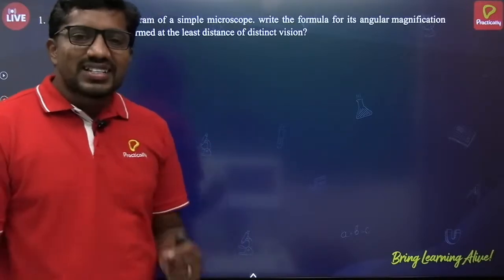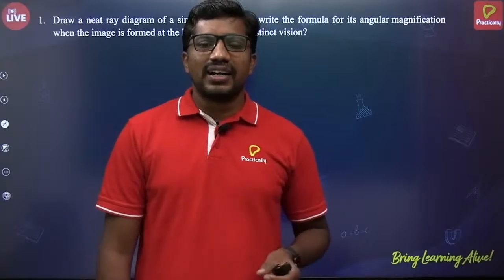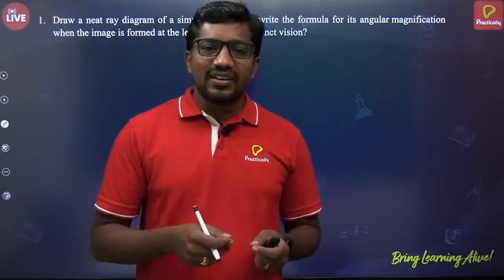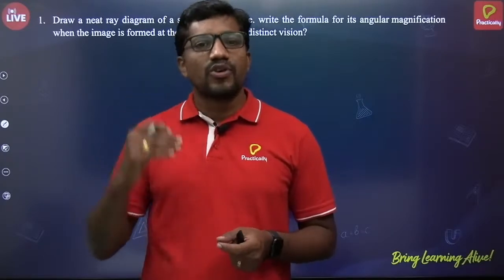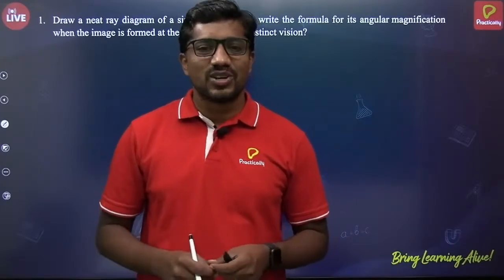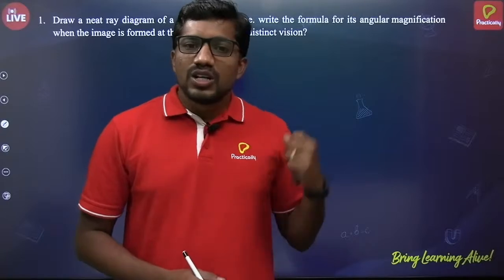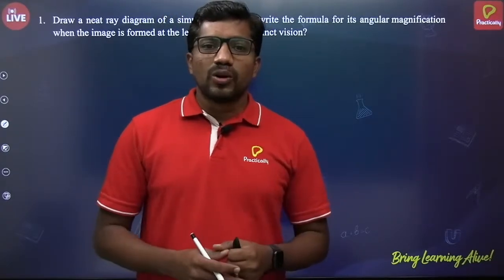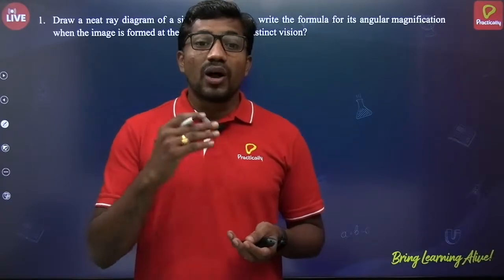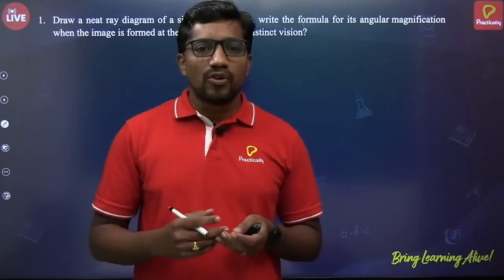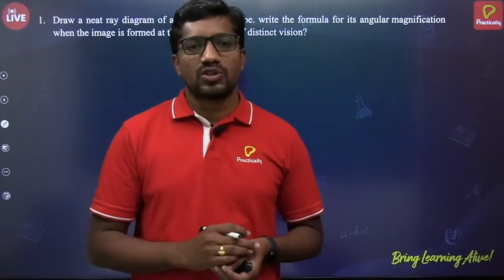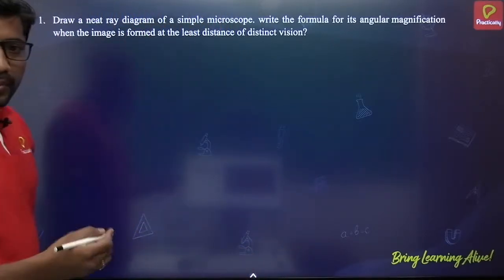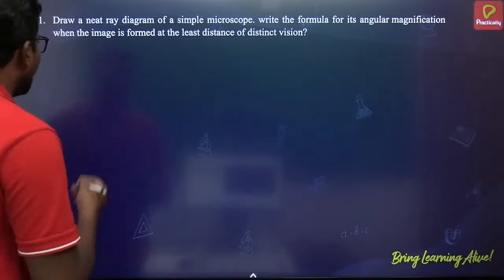The least distance of distinct vision is the minimum distance at which objects can be seen clearly without any strain by the human eye. That's what least distance of distinct vision is in general. Here they are talking about a simple microscope. A convex lens having a short focal length will act as a simple microscope. So, draw a neat ray diagram of a simple microscope. How are we going to draw? Let us see.